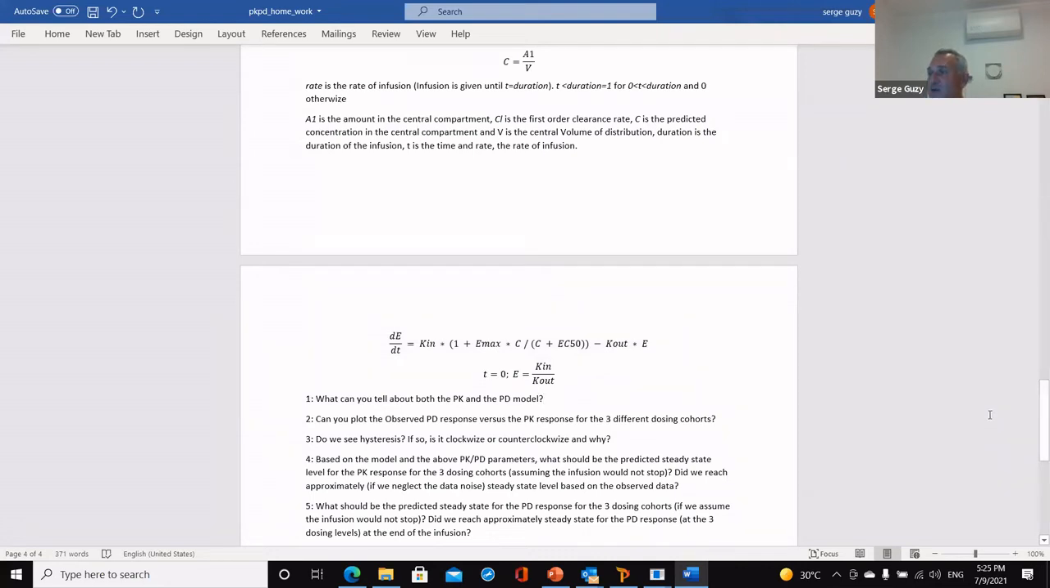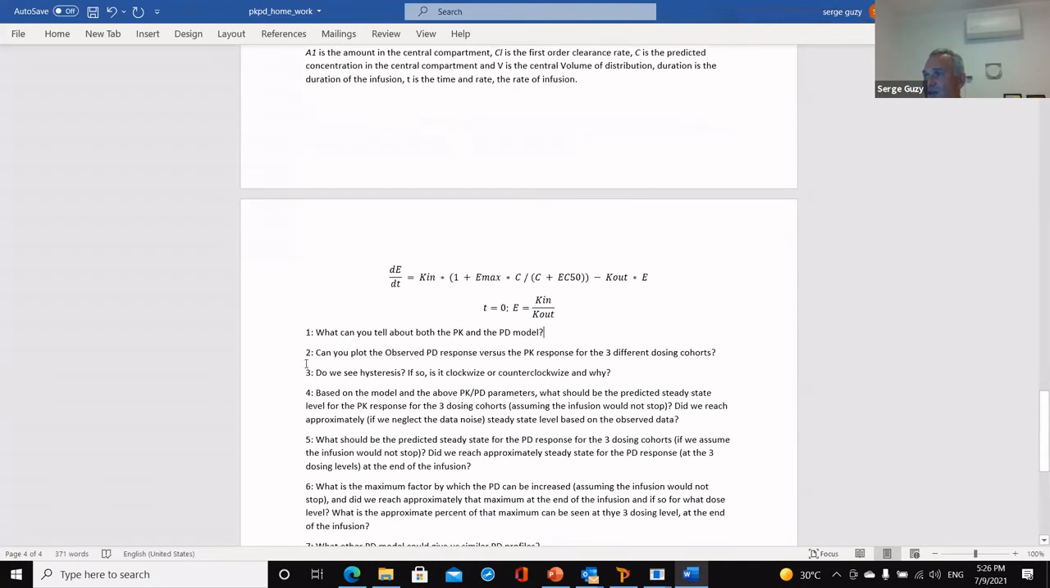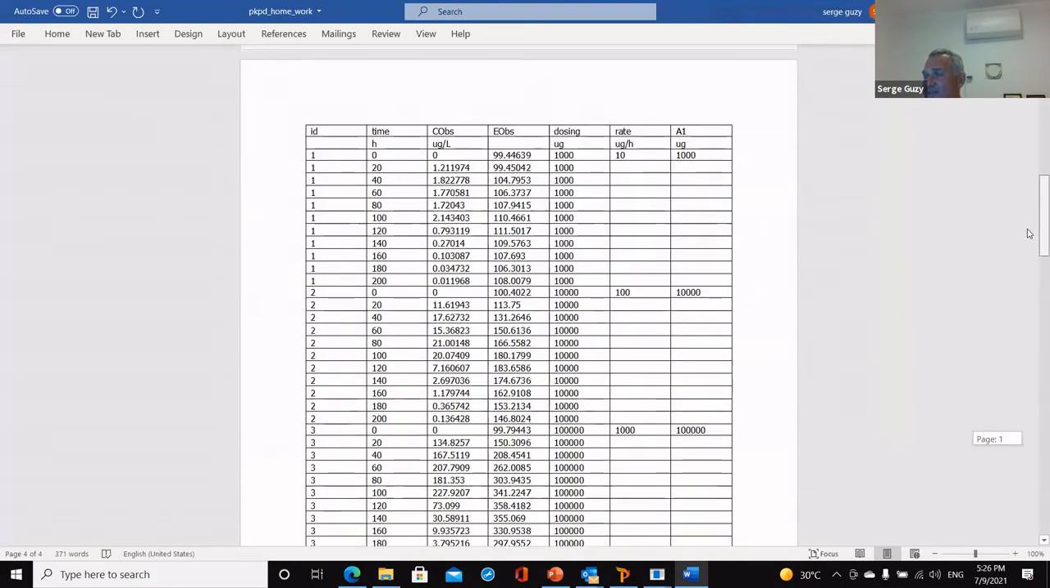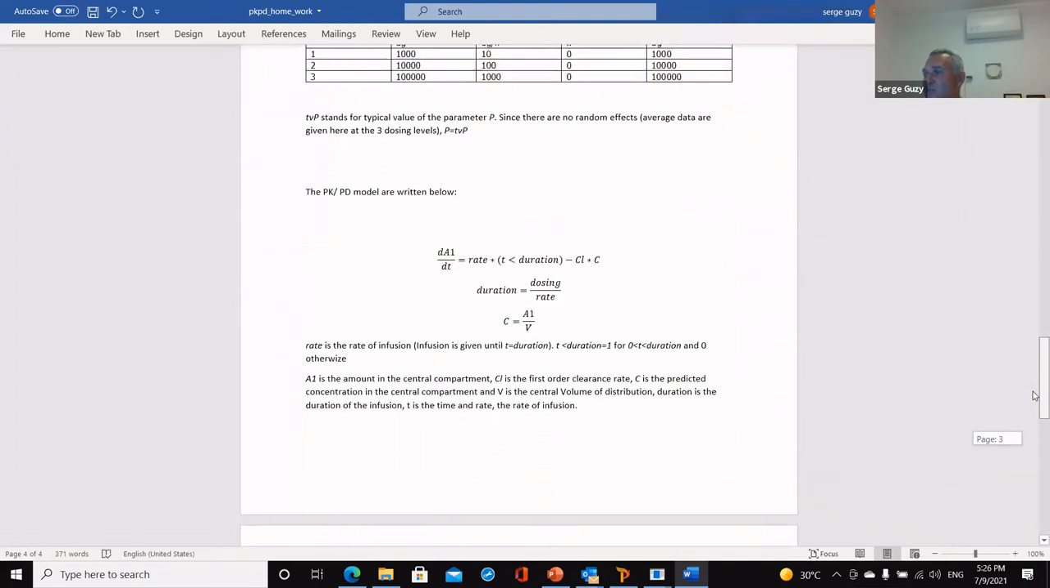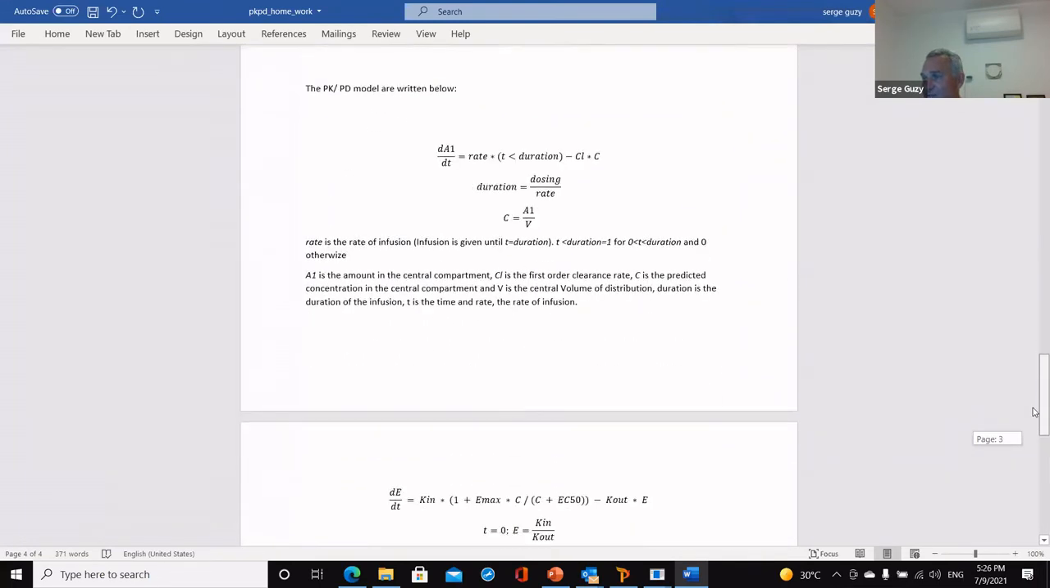Then here are the 7 questions. What can you tell me about both the PK and the PD model? I already answered almost, but again, I want you to explain what kind of PK model we have here, what kind of PD model we have here, okay? Then I'm telling you, okay, can you plot, please, the observed PD response versus the PK response for the 3 different dosing cohorts? Again, I gave you the data, and I gave you an Excel spreadsheet, and you can use any software that you want just to plot data, okay?